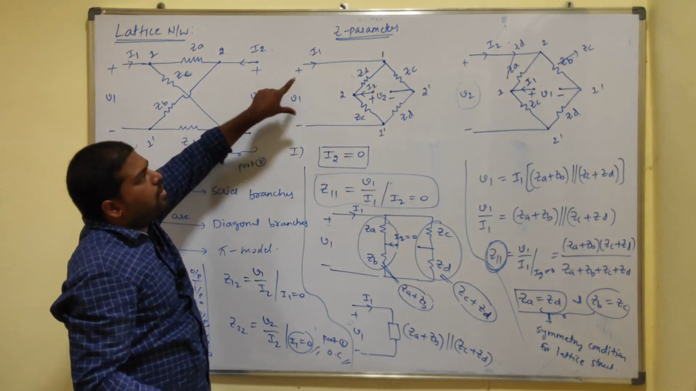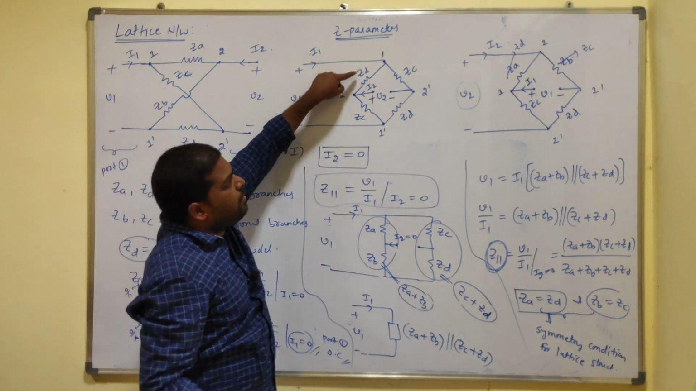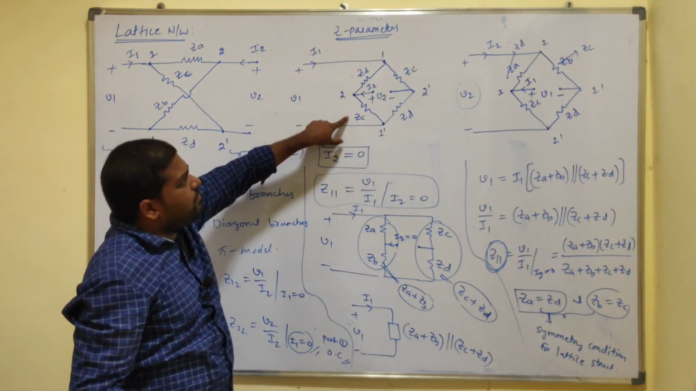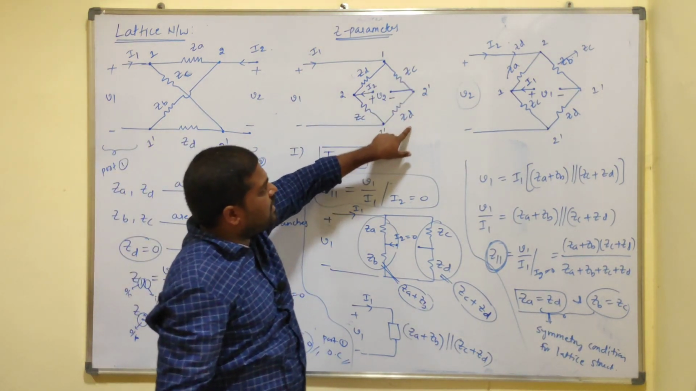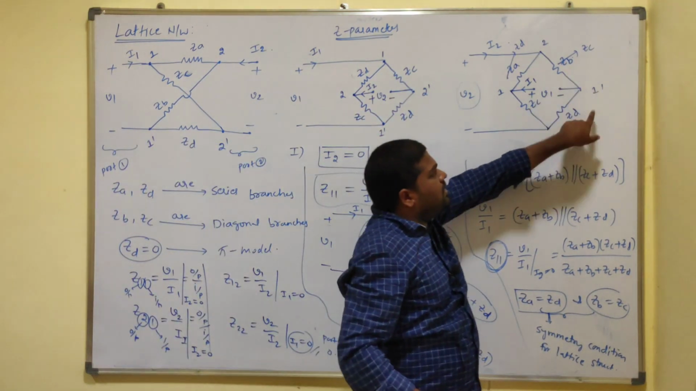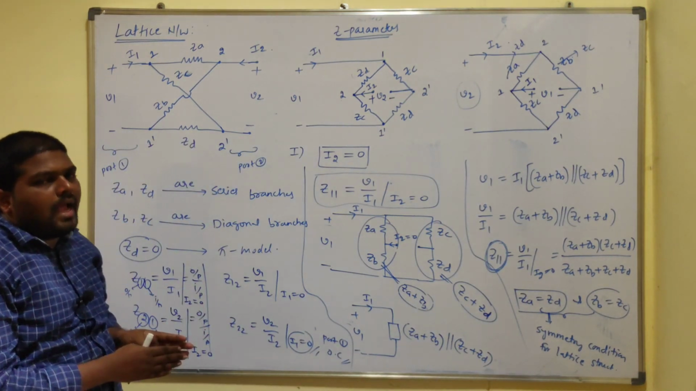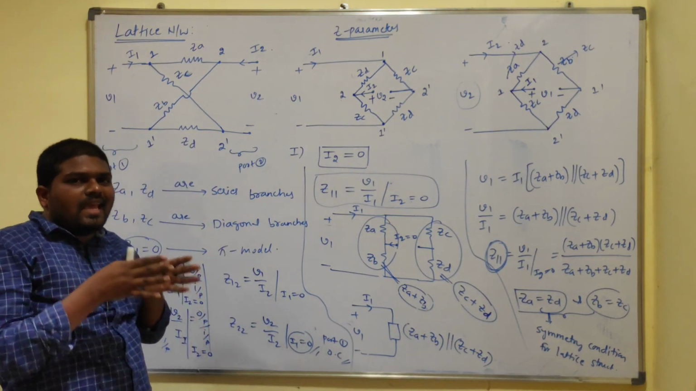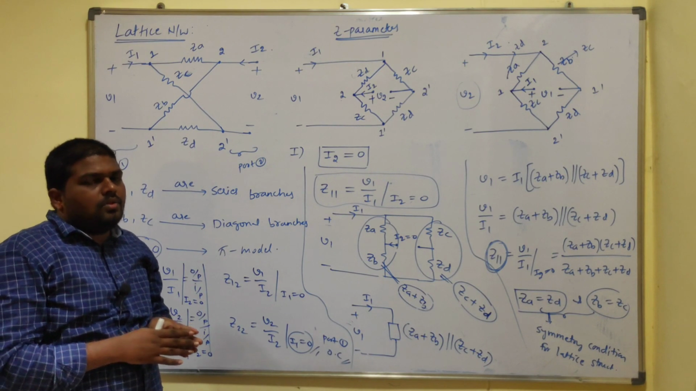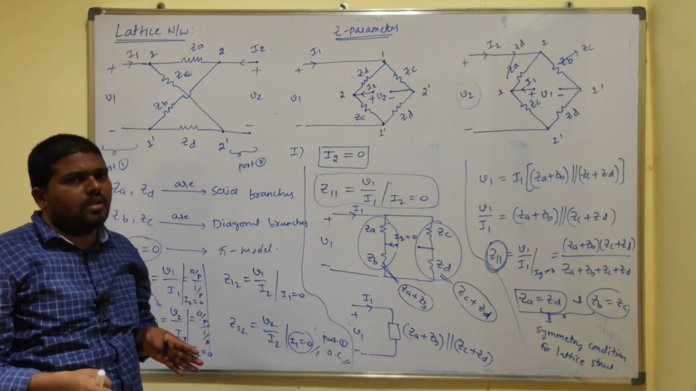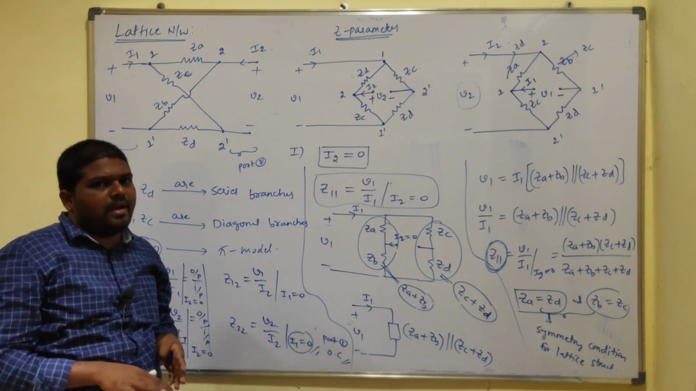From port 1, if you observe the circuit, the first branch has ZD, ZC, and the second branch has ZC, ZD. That means if you observe the network from port 1 and port 2, we get the same network, right? So the observation is the same network from port 1 as well as port 2. That is called the symmetry condition.